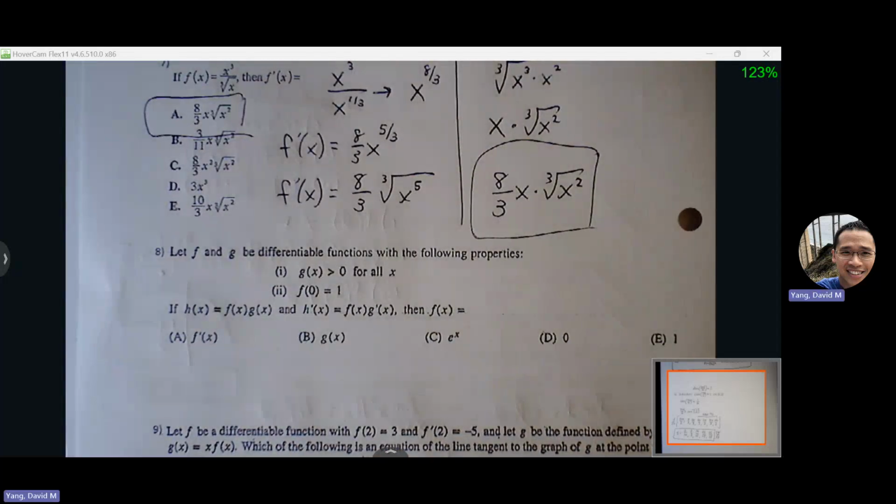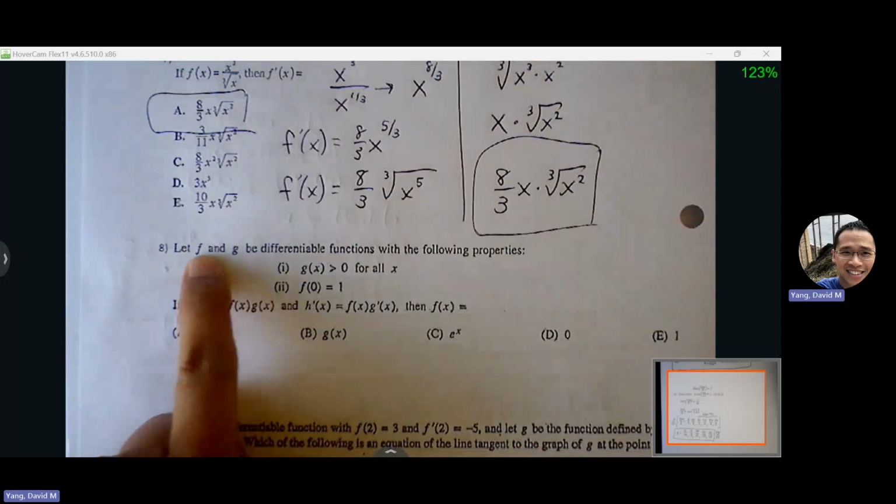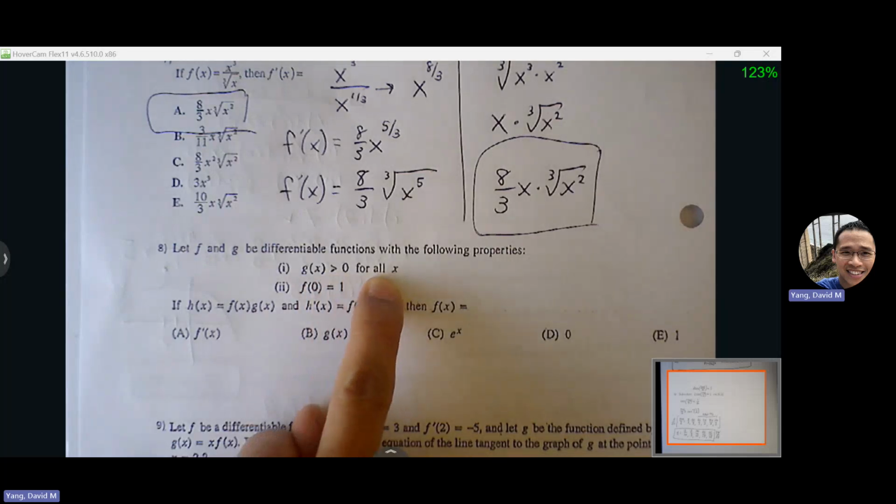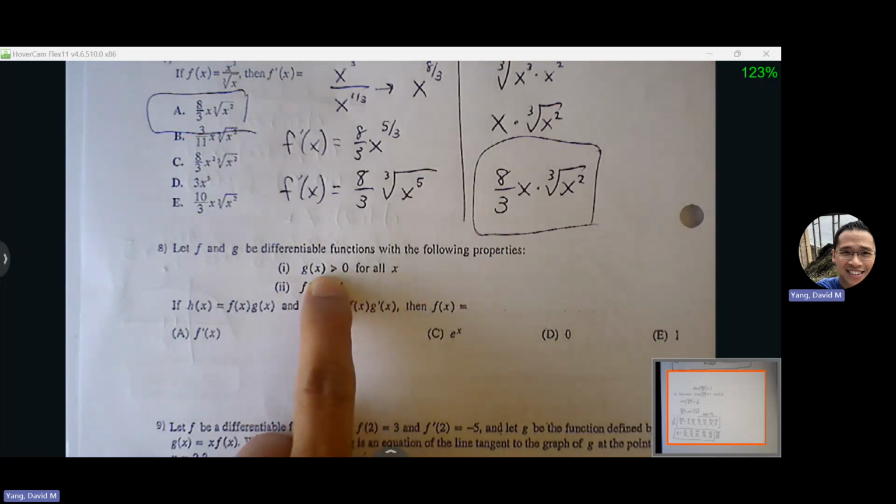So number 8 is presented a little differently, but it's using knowledge that we've learned. So let's talk about this here. It says f and g are differentiable functions, so they're both continuous, they're both smooth curves. G of x is greater than 0 for all x. So we know that g of x is always positive.